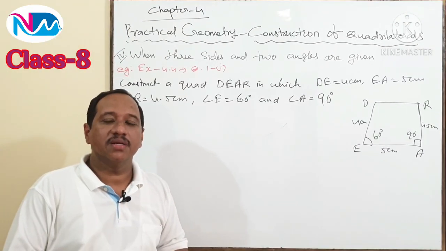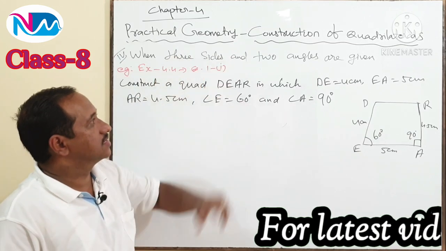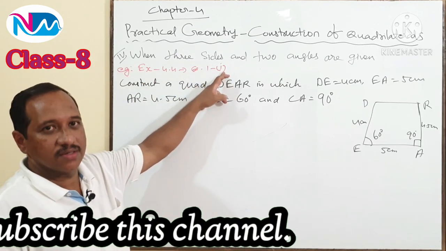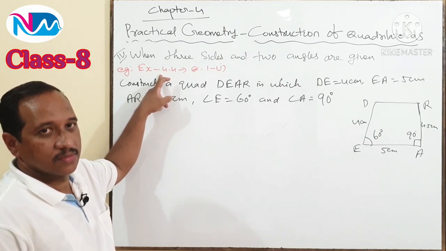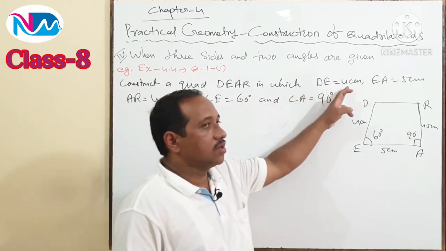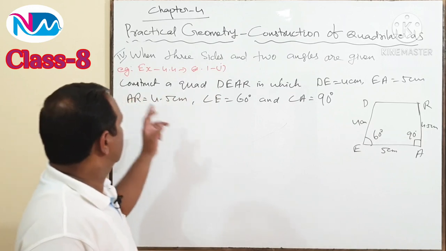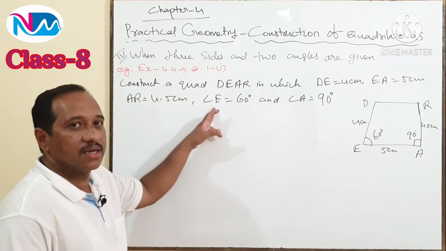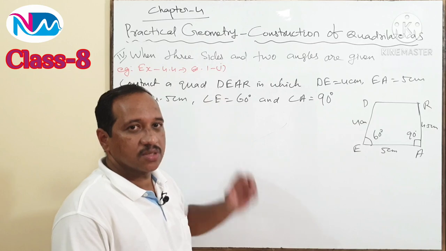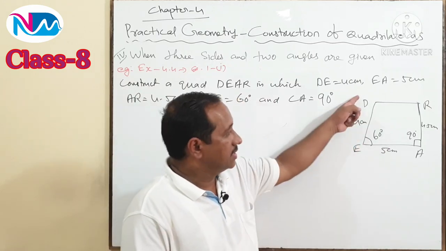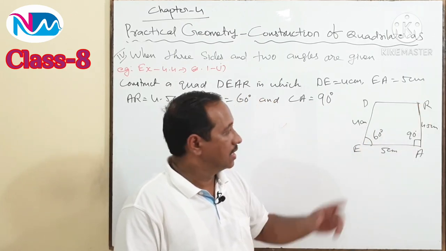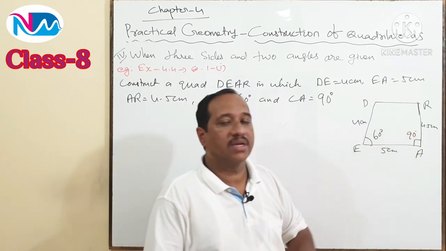The fourth and final method of construction is when three sides and two angles are given. As an example, I take question number 1, the first one of exercise 4.4. The question is, construct a quadrilateral DEAR in which DE is equal to 4 cm, EA is equal to 5 cm, AR is equal to 4.5 cm, angle E is equal to 60 degrees and angle A is equal to 90 degrees. Based on these measurements, here we have a rough figure. DE is 4 cm, EA is 5 cm, AR 4.5 cm. Angle E 60 degrees and angle A 90 degrees.